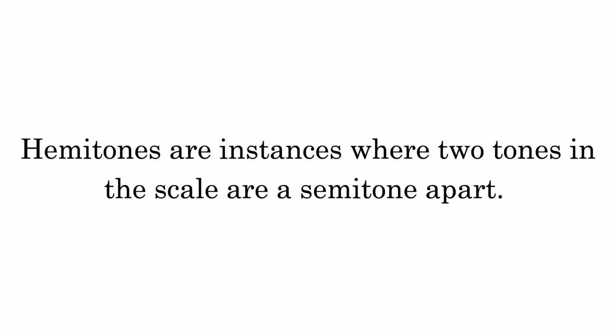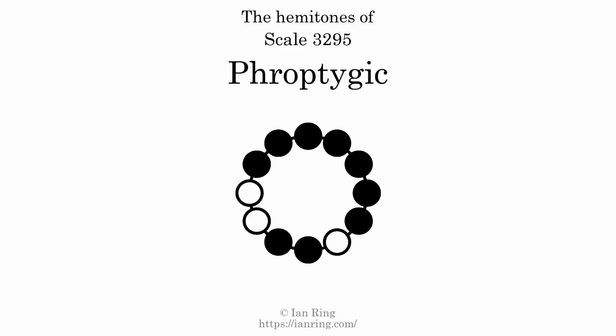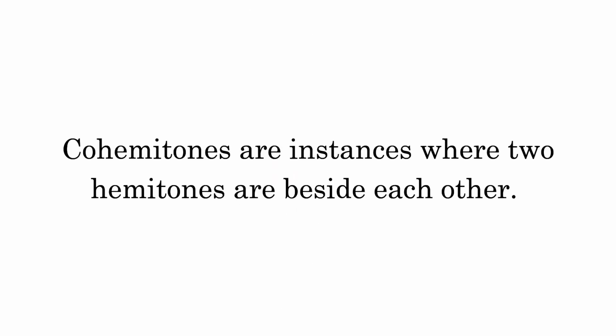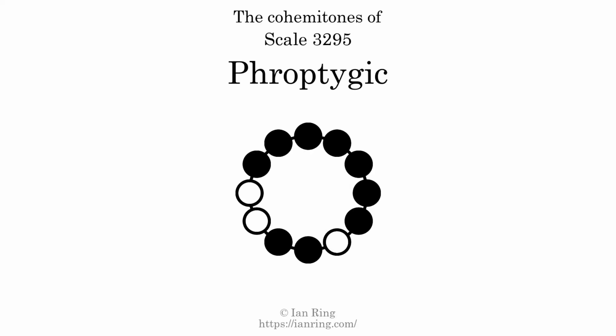Hemitones are instances where two tones in the scale are a semitone apart. This scale has 7 hemitones. They are at positions here, here, here, here, here, here, and here. Cohemitones are instances where two hemitones are beside each other. This scale has 5 cohemitones. They are at positions here, here, here, here, and here.